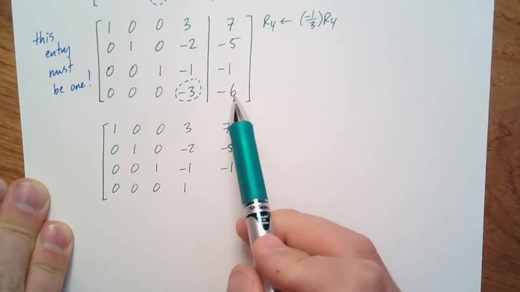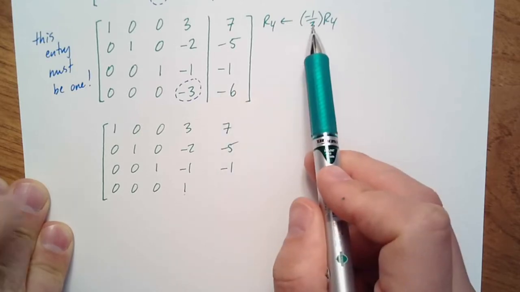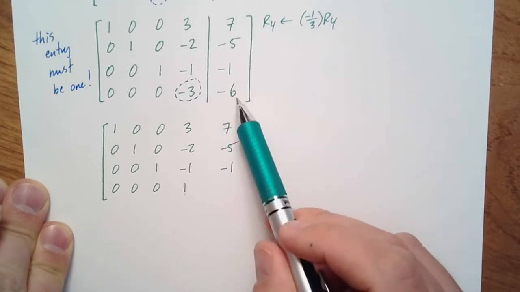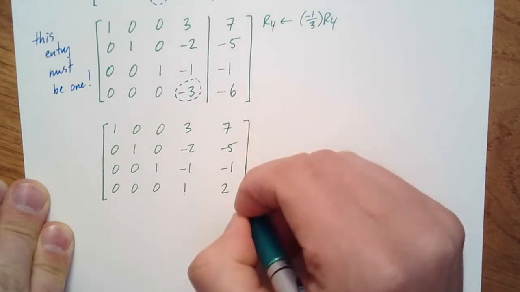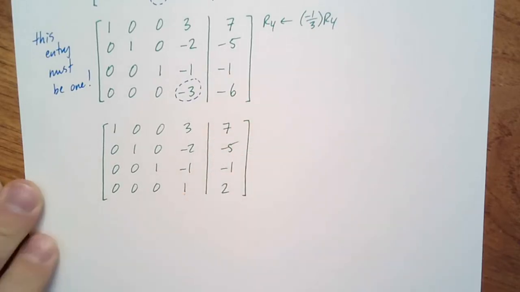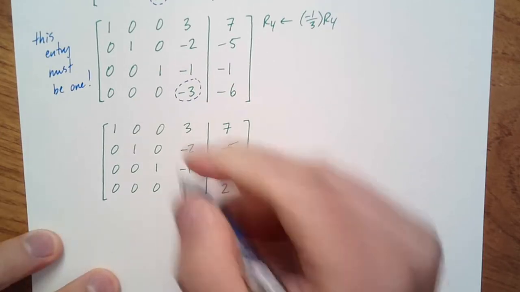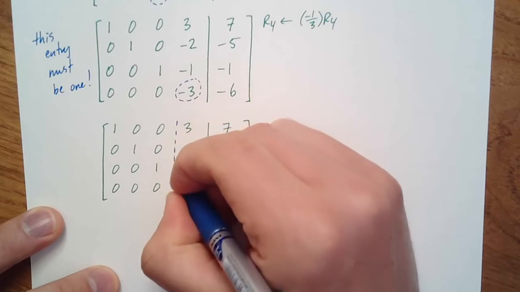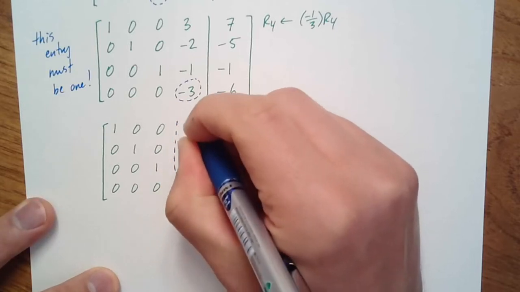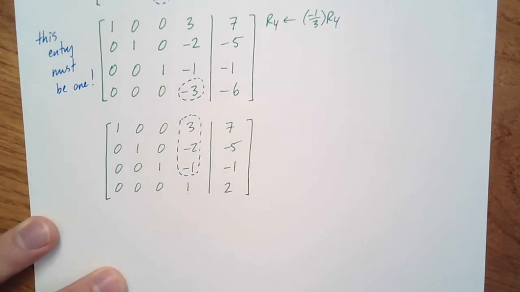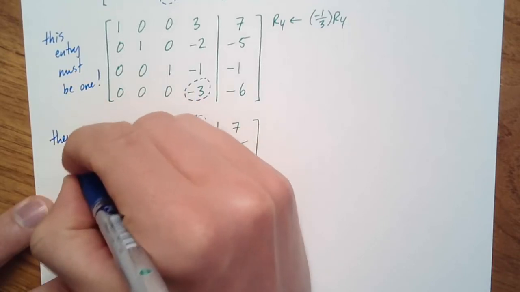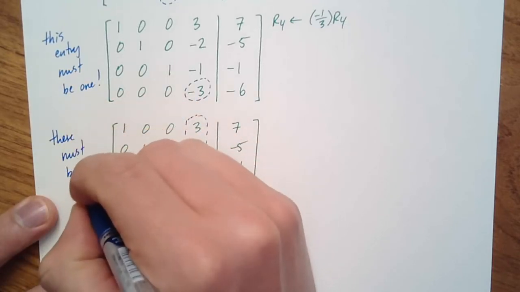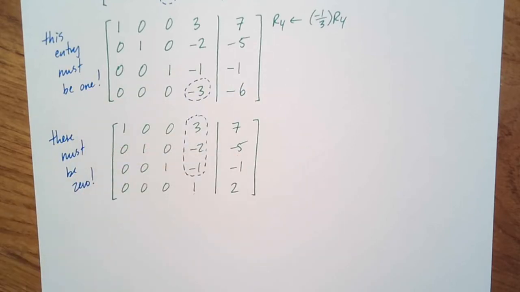And then what if I multiply this negative 6 by negative 1/3? That'll become negative 6 divided by negative 3. That'll be positive 2. So now we're almost done. We just need to make sure this leading 1 is the only non-zero entry in its column. So all of these entries now need to be cleaned up. So those need to be 0. Okay, so how can we do that?